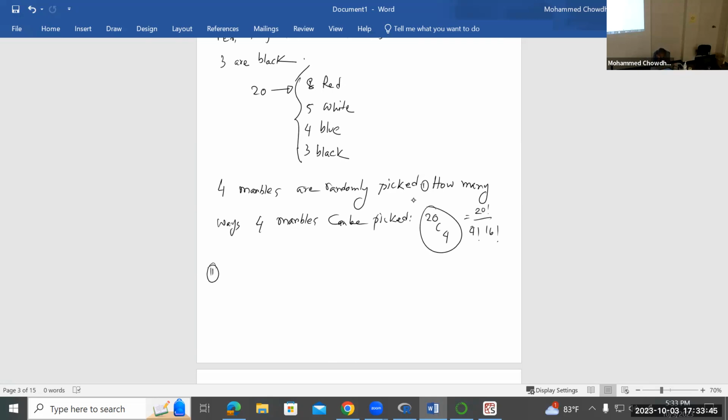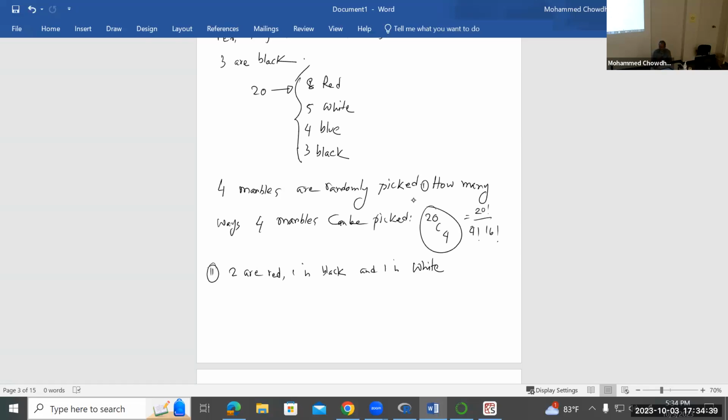So 4 marbles are randomly picked. Then 2 are red, 1 is black, and 1 is white. 4 marbles have been picked. How many ways can 4 marbles be picked so that 2 are red, 1 is black, and 1 is white? Are you understanding? I took the 4 marbles. How many ways can you get 4 marbles so that 2 are red, 1 is black, and 1 is white, right?